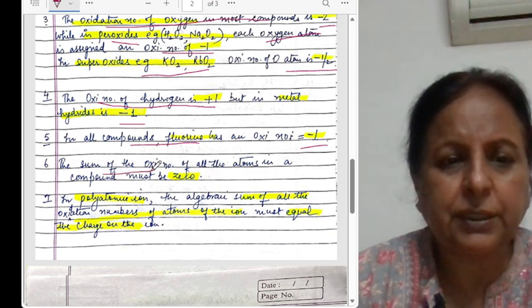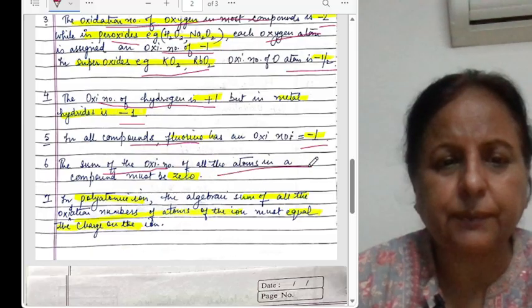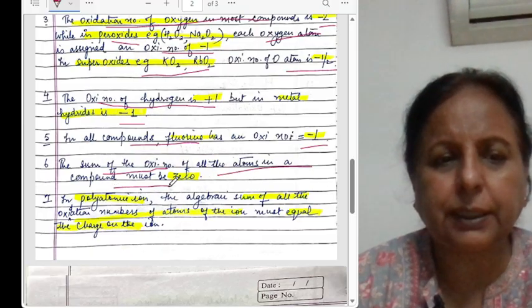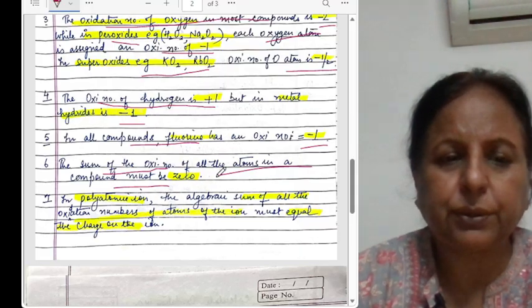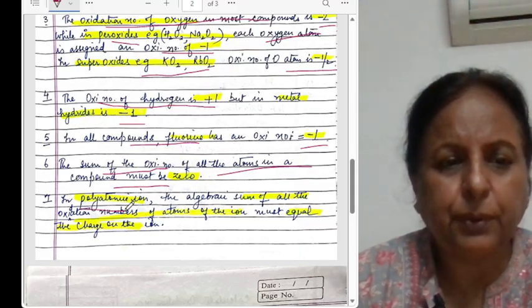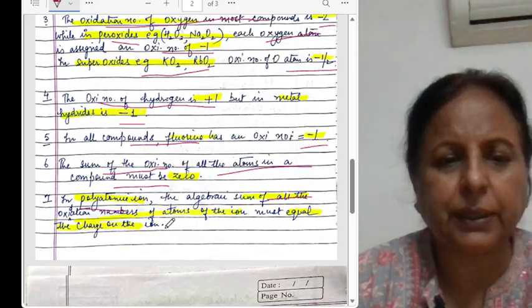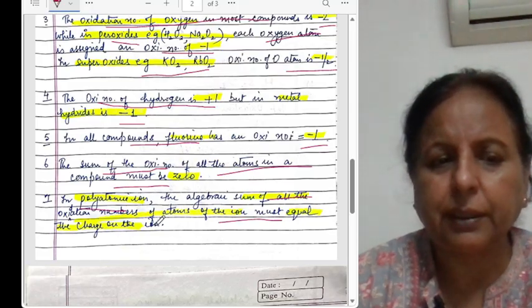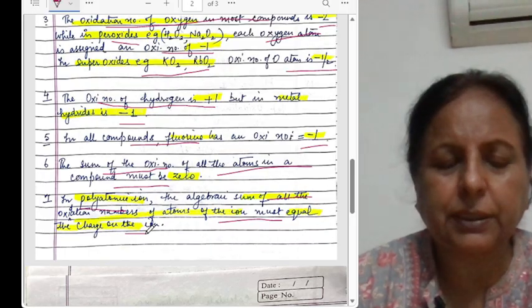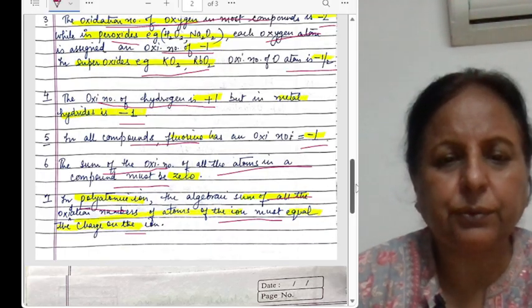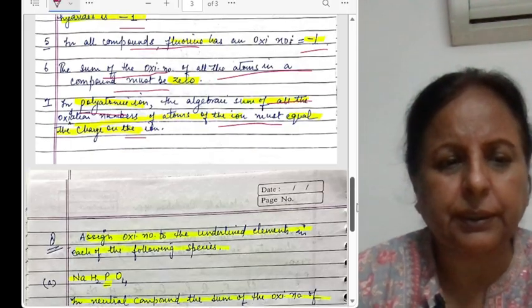The sum of the oxidation number of all the atoms in a compound must be 0. वो जब हम calculate करेंगे तो सभी oxidation number जो atoms का एक किसी compound में है, that should be equal to 0. In polyatomic ion the algebraic sum of all the oxidation numbers of atoms of the ion must be equal to the charge on the ion. ये भी again, while calculating जितना charge है उसके equal oxidation number को रखा जाता है.